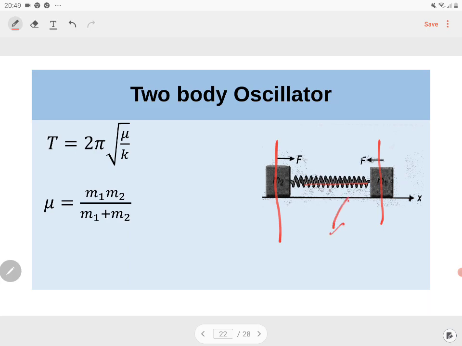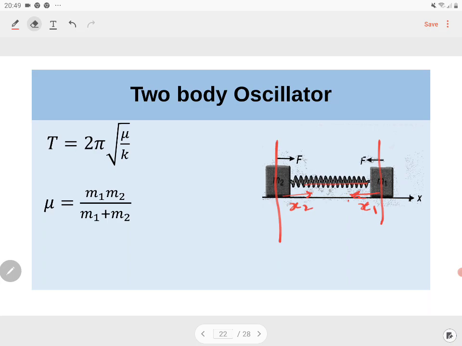When you move both the blocks towards each other and release, both the blocks will oscillate with the same time period. Both the blocks will execute SHM with the same time period, even though the displacements are different, say the displacement of M2 is x2 and the displacement of M1 is x1. That same time period is called the time period of the two-body oscillator.